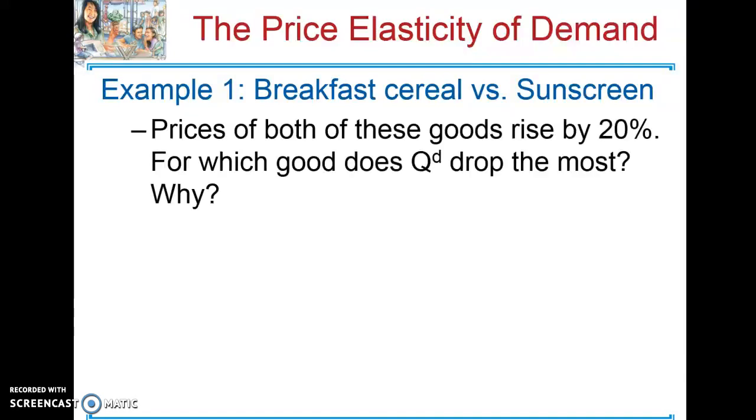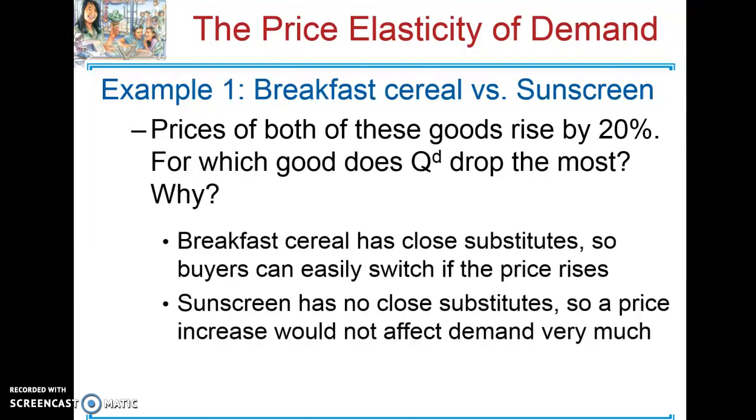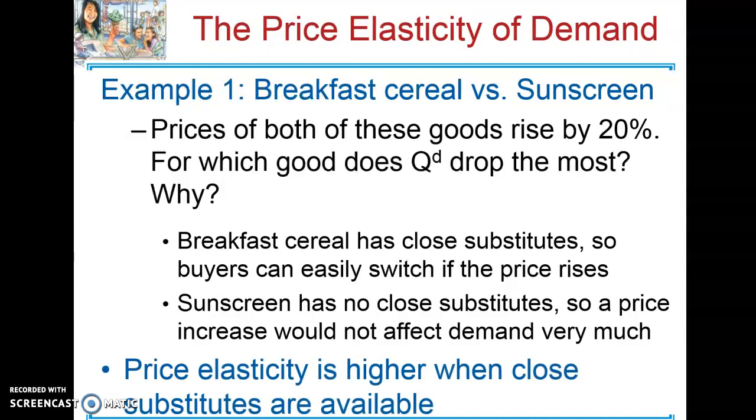If the price of both of these goods goes up by 20%, for which good does quantity drop the most and why? Breakfast cereal has close substitutes, so buyers can easily switch if the price rises. Sunscreen has no close substitutes, so a price increase would not affect demand very much. So price elasticity is higher when close substitutes are available.